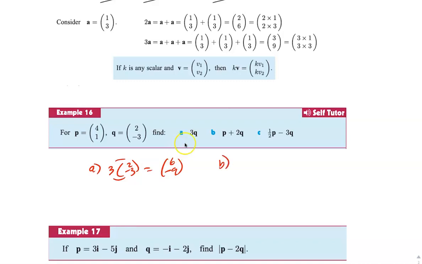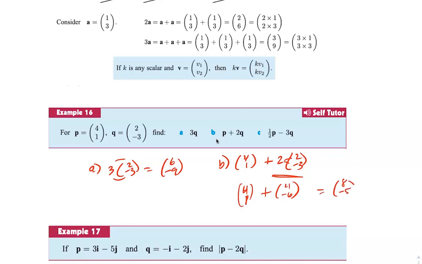Next, P plus 2Q. This is the last one I'm doing like this, because come on, we're not in first grade. So 2Q is 2 times 2, negative 3. Again, distribute first to both. So I get 4 and negative 6. And I'm going to add 4, 1 to that. All you do is just add like terms. So I get 8 and negative 5. If I want to do this one, same idea: one half P minus 3Q.